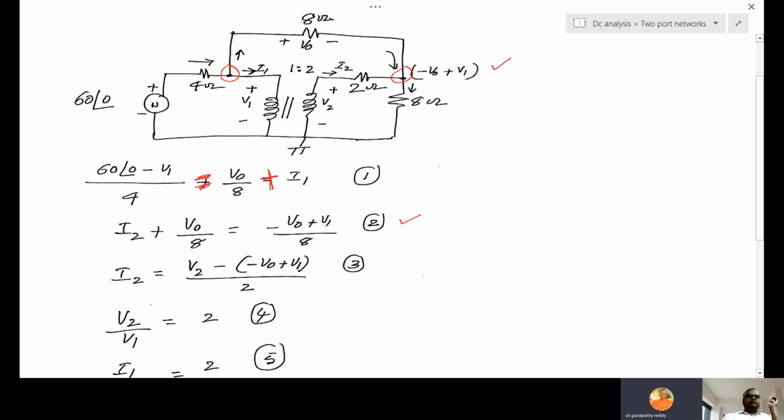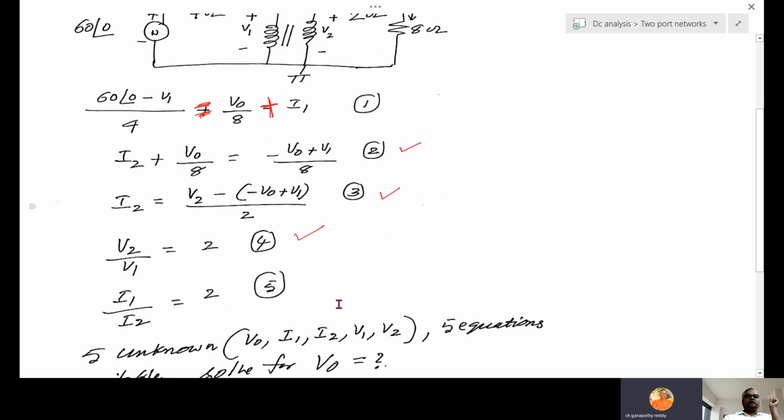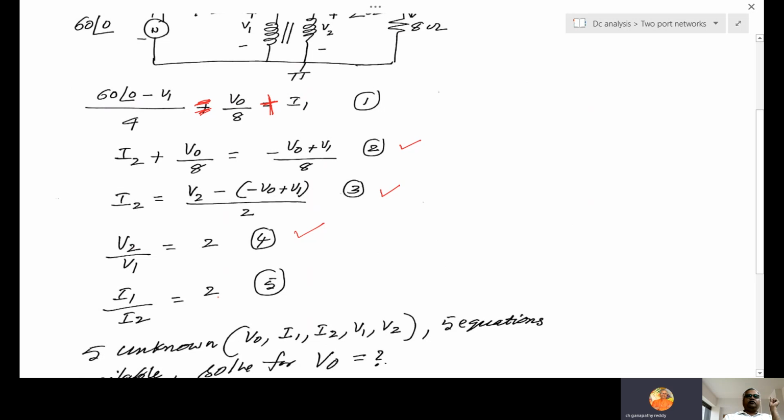Third equation: I2 is equal to V2 minus (minus V0 plus V1) by 2. What is the voltage here? V2. What is the voltage here? Minus V0 plus V1, the difference, by 2. This is the third equation. Then for the transformer, V2 by V1 equal to 2, fourth equation. Then I1 by I2 equal to 2.